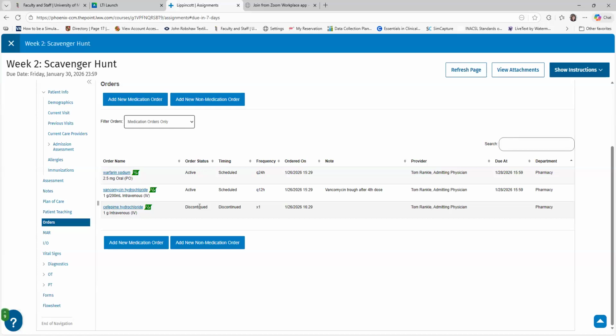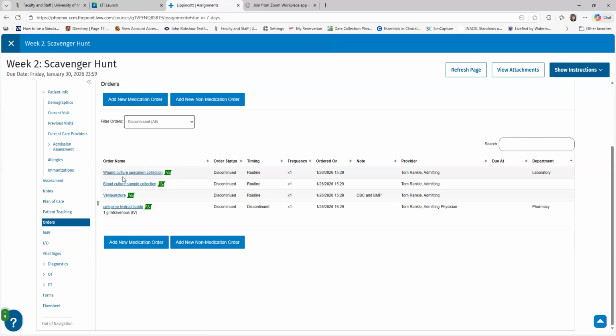Okay, excellent. Now, if you're looking for other discontinued orders, you can go ahead and scroll up here. It has all kinds of filters. So if you click this, you can see somebody had already done the wound culture, so that's discontinued. Someone did the blood culture, that's been done. Venipuncture means a phlebotomist came in and took blood on your patient, and this medication.